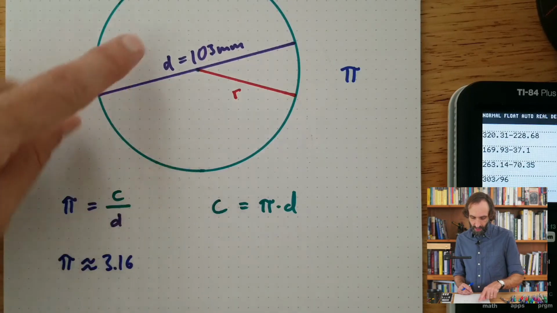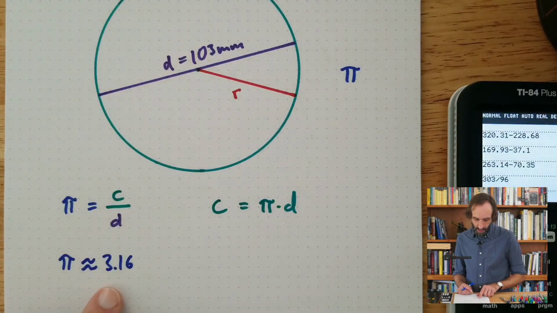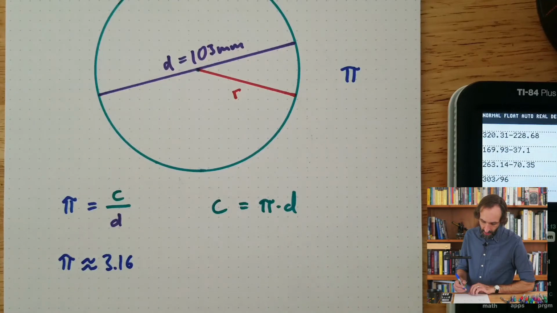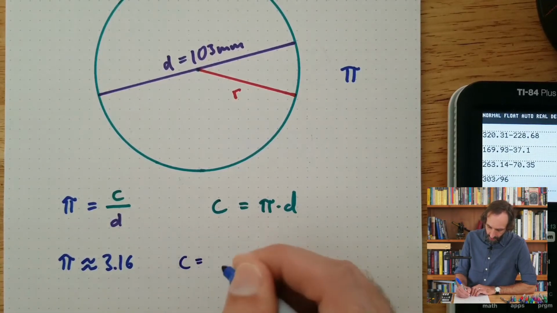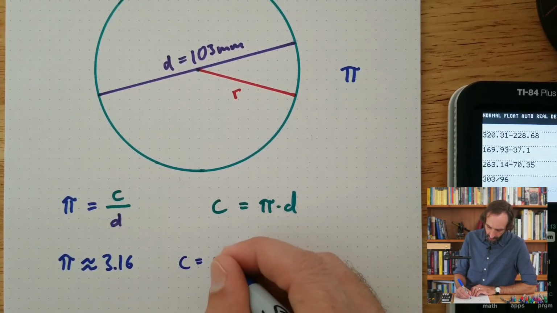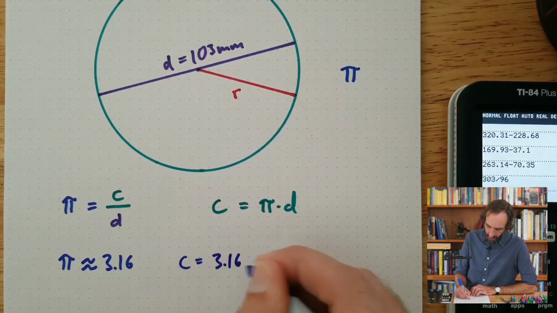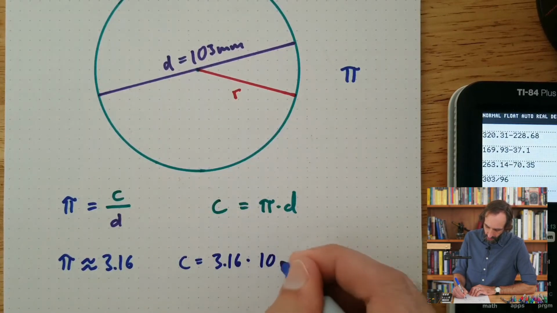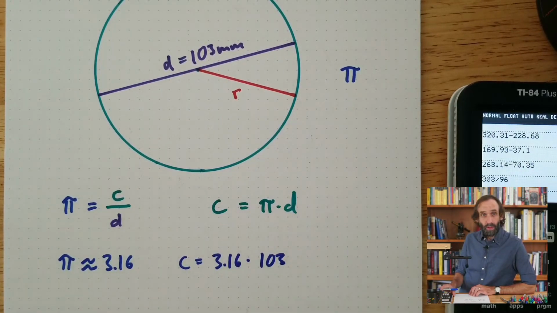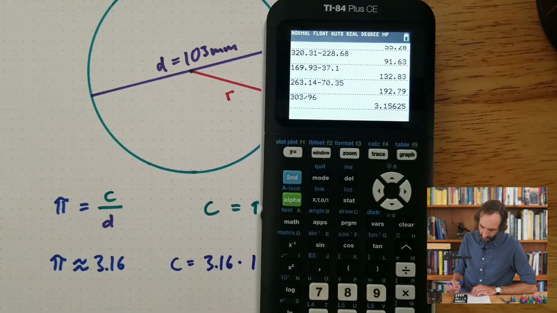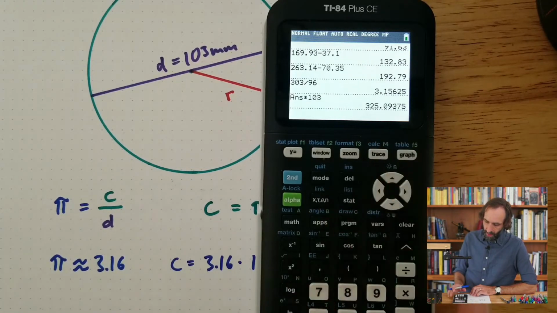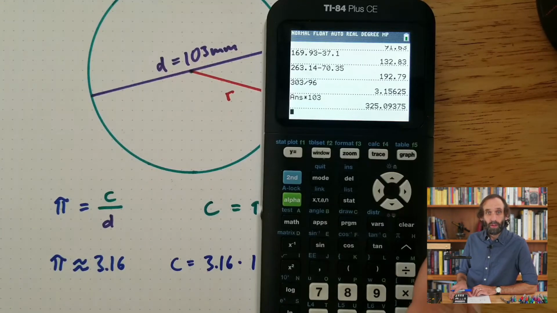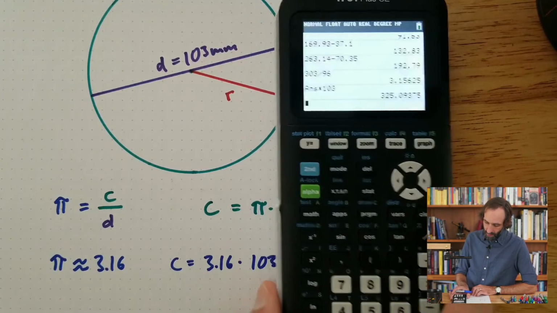And okay, so now it's pretty simple to find the circumference, because I know the diameter is 103, and I know that pi is about 3.16. So I'll say, okay, the circumference is equal to pi times the diameter, so 3.16 times the diameter, which is 103 millimeters. And if I plug that in my calculator, I get 325 all around to the nearest tenth of a millimeter.